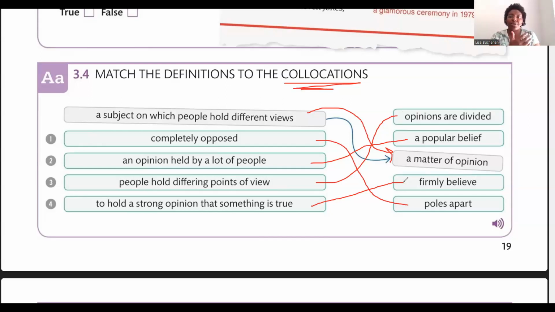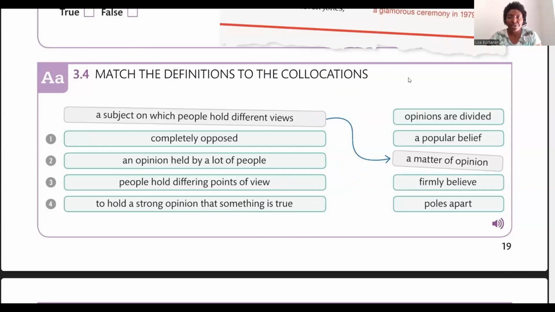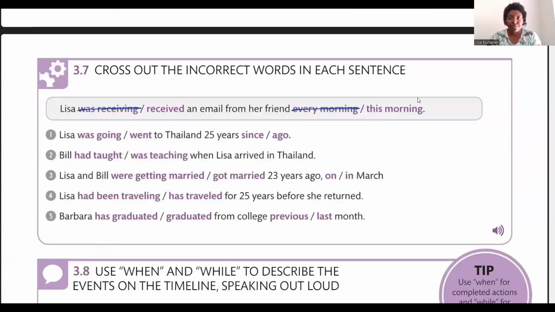Remember, you can always pause the video before we complete the exercises, and then you can do them with me. So let's move on to our next piece. Here we're going to continue with exercise 3.7. What you have to do is cross out the incorrect word in each sentence.